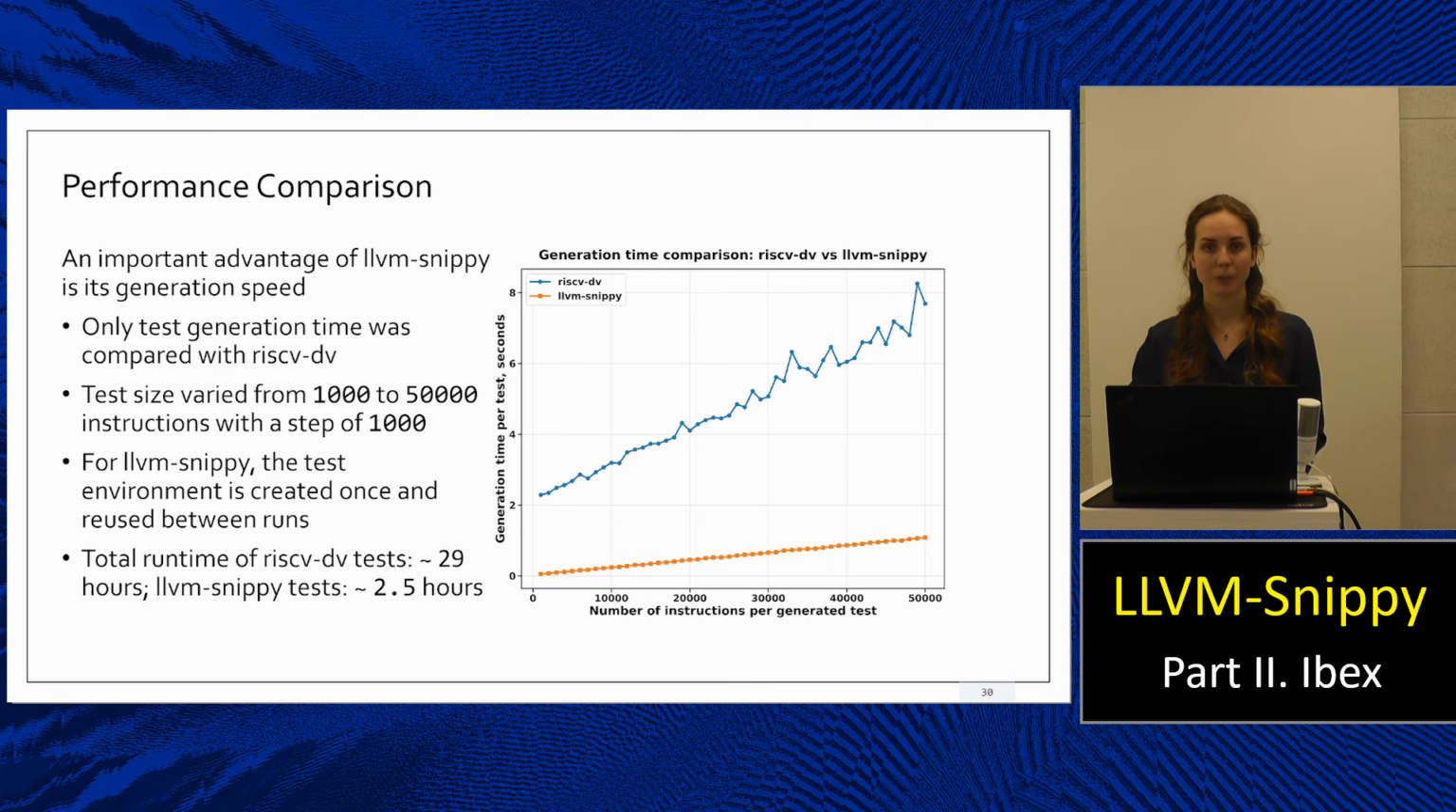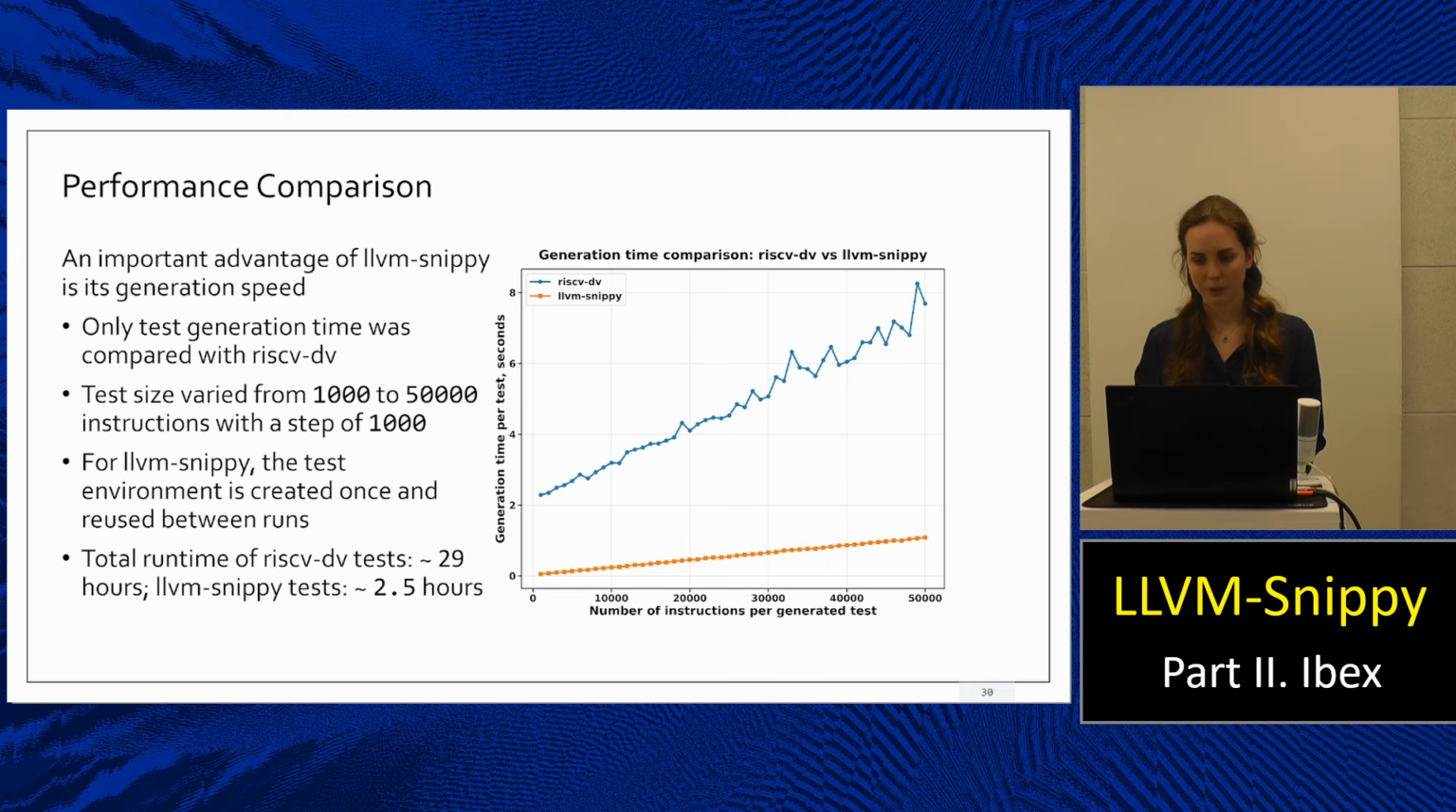After coverage, one practical question remains. The tests work and coverage grows, but how fast are they generated? Here we compare the generation time for riscv-dv and LLVM-snippy. Only generation was measured, without RTL simulation or coverage collection. The test size varied from 1000 to 50,000 instructions in steps of 1000.